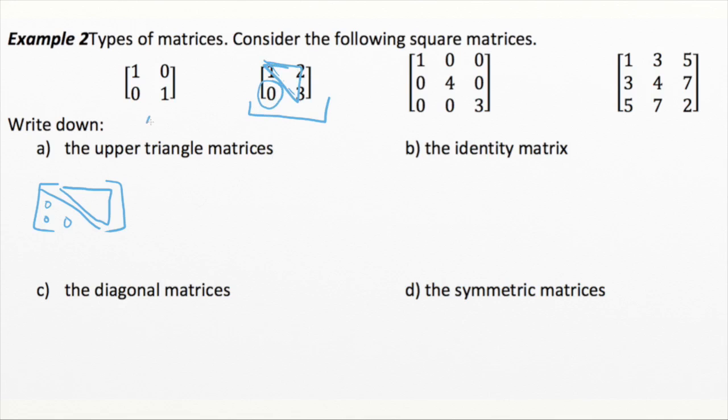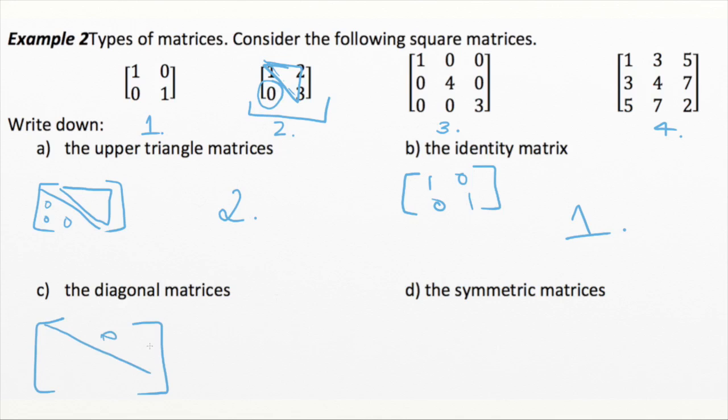So let's label these. That's 1, 2, 3, 4. So this is going to be 2. The identity matrix, so we're looking for a matrix that has 1s down the diagonal and 0 everywhere else. That looks like option 1. Diagonal matrix, so we have numbers down the leading diagonal and 0s everywhere else. So that looks like that's option 3. And the symmetric matrix, where we have a leading diagonal, and then all of the numbers across are exactly the same. So that looks like option 4 over there.